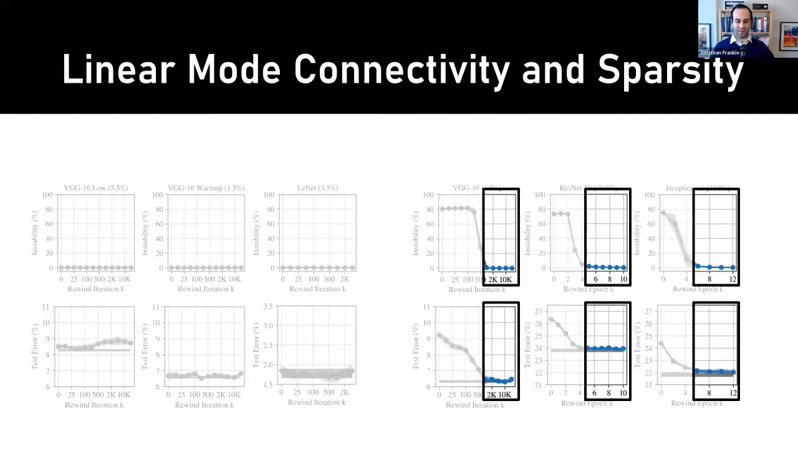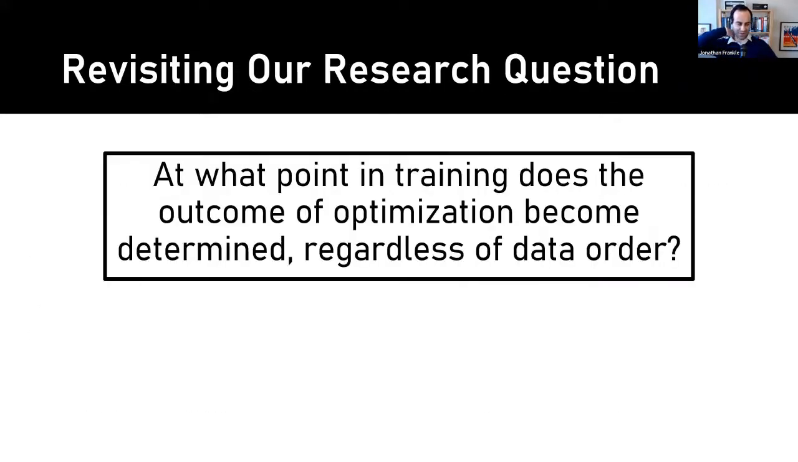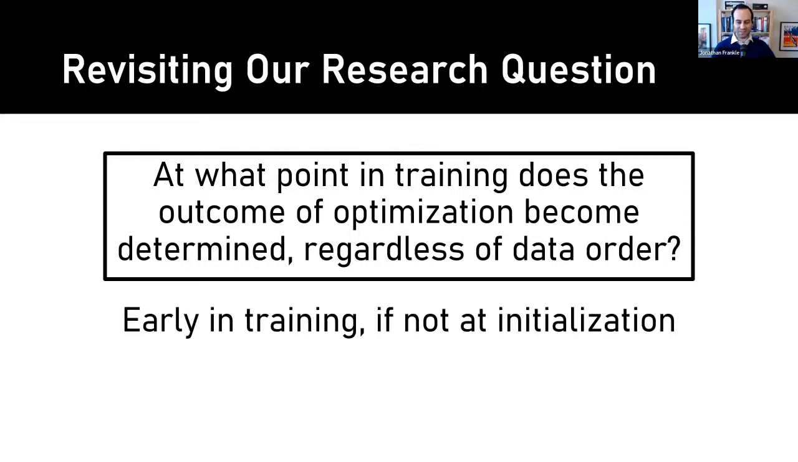I want to wrap up by going over the research question one more time, and then I'll go back, stick this data up here, and we can discuss questions for a little bit, because I think there are more questions than answers from even this very simple experiment. Our research question was fundamentally, at what point in training does the outcome of optimization become determined, regardless of data order? And the answer was early in training, if not at initialization.